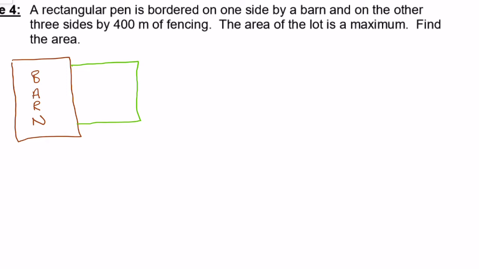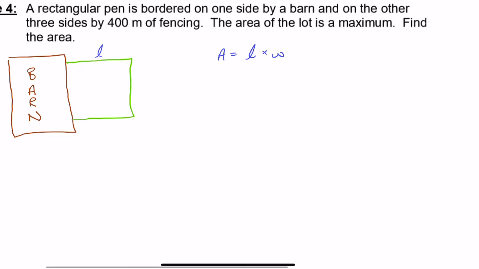Because we're going to find area and it's a rectangle, I know area of a rectangle is length times width. So I'm going to call this my length, which, because it's a rectangle, the length on top is the same as the length on the bottom. And then on the side, this is my width.